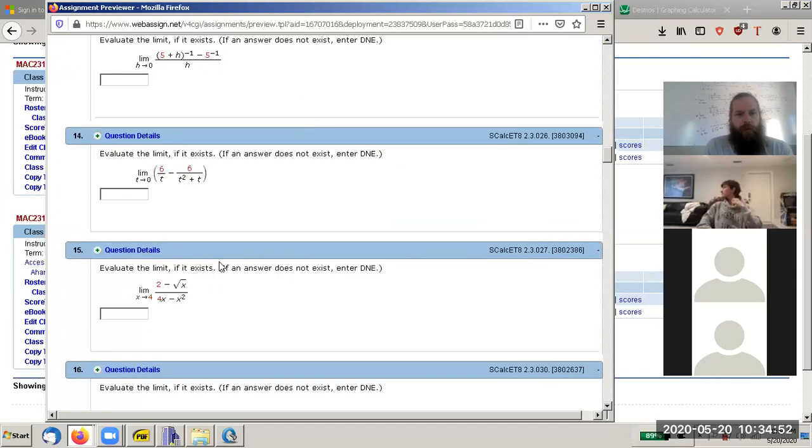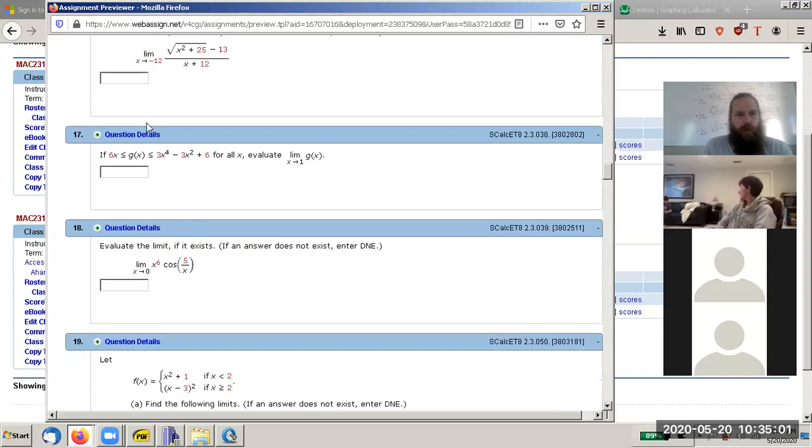So number 15, just a word to the wise, this is also going to look like a multiply by the conjugate thing, and you're going to want to factor the bottom at some point. 17 is a squeeze theorem thing, that's where we left off. So let's do one of these squeeze theorem problems before we wrap up on 2.3.